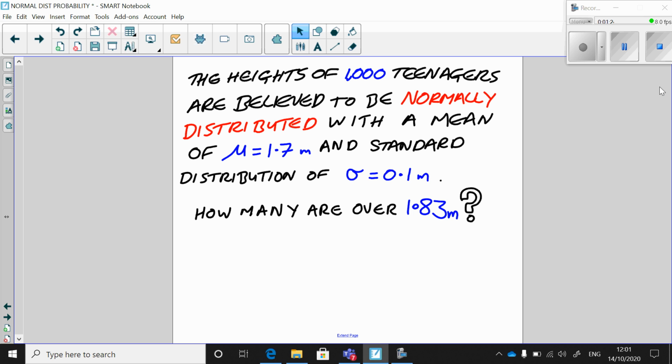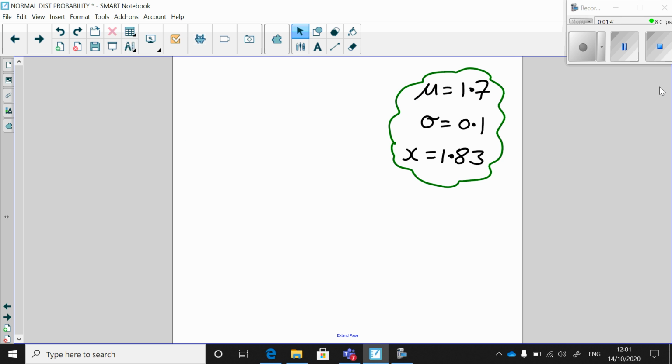How many are over 1.83 meters? So we'll get three highlighted values here: the mean, standard deviation, and our height. That's what will become our x value. Okay, but how many are over? How many are taller than 1.83 meters? So that's important. I've just listed those three values there, and here's a little illustration with the bell curve, the normal curve.